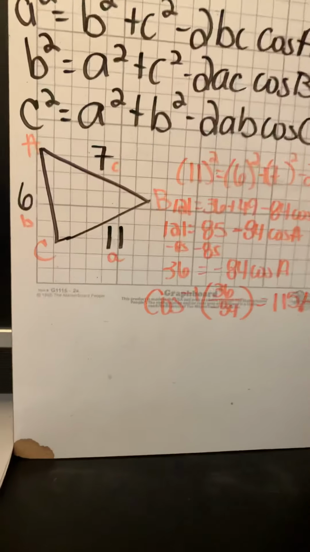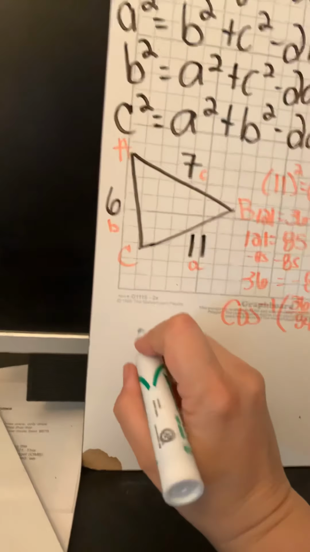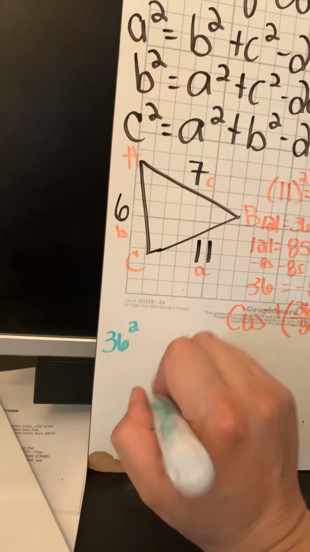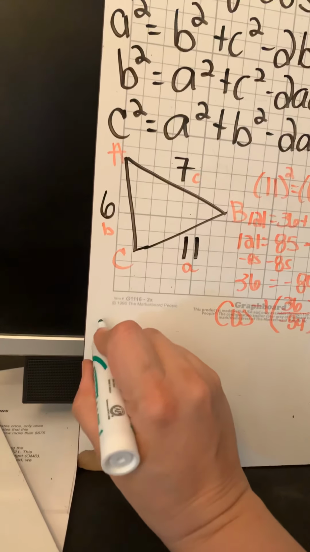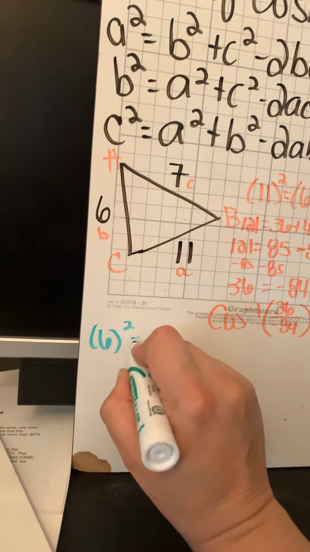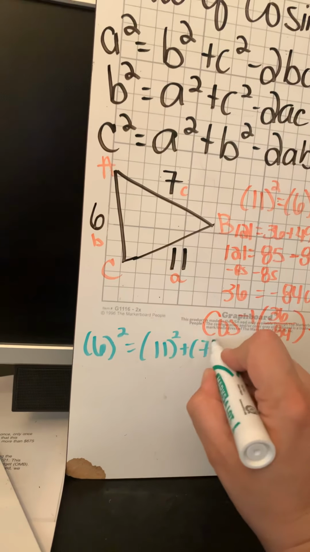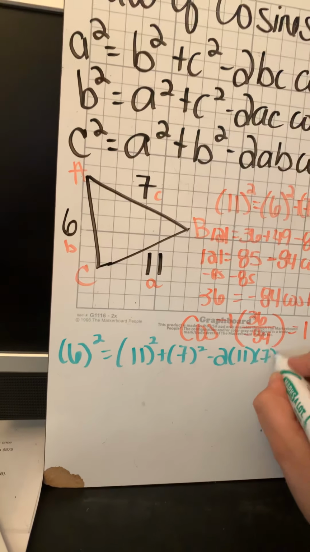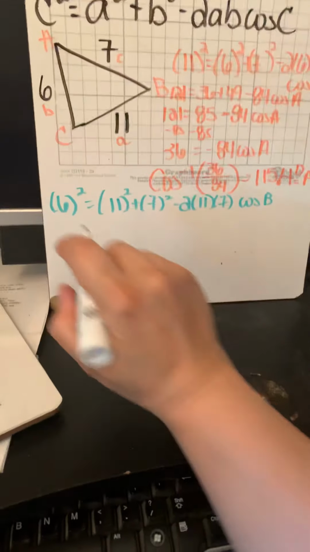So we got to do it again. Let's do it with little b. So we're going to have little b squared. So 6 squared equals a squared plus c squared minus 2ac cosine big B. And again, same thing. We're going to solve it out step by step.